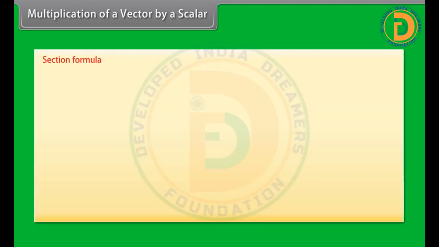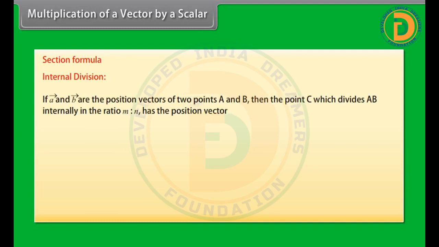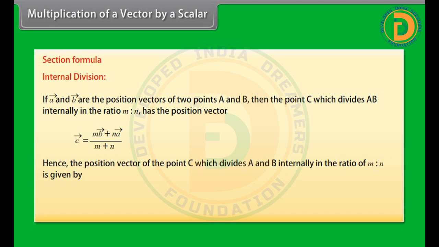Section formula. Internal division. If vector A and vector B are the position vectors of 2 points A and B, then the point C, which divides AB internally in the ratio m:n, has the position vector vector C equals m into vector B plus n into vector A by m plus n. Hence, the position vector of the point C, which divides A and B internally in the ratio of m is to n, is given by vector OC equals m into vector B plus n into vector A by m plus n.